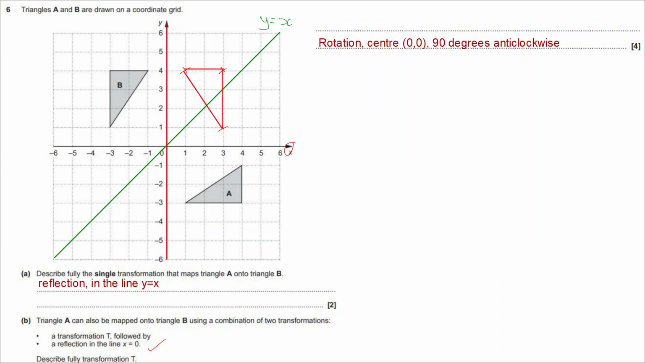So what we're really saying is, we have shape A here, and if we transform it by doing a rotation about the center 0, 0, so literally rotating the shape with tracing paper about that point, 90 degrees anti-clockwise, I would get from this shape here to this red shape over here. And then I reflect the red shape along the line x equals 0, which I really should have written again. I get to my final shape here, which is B.